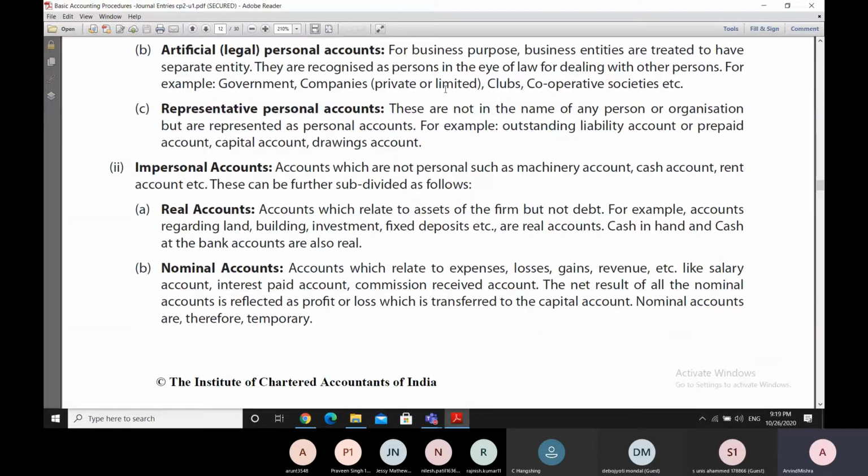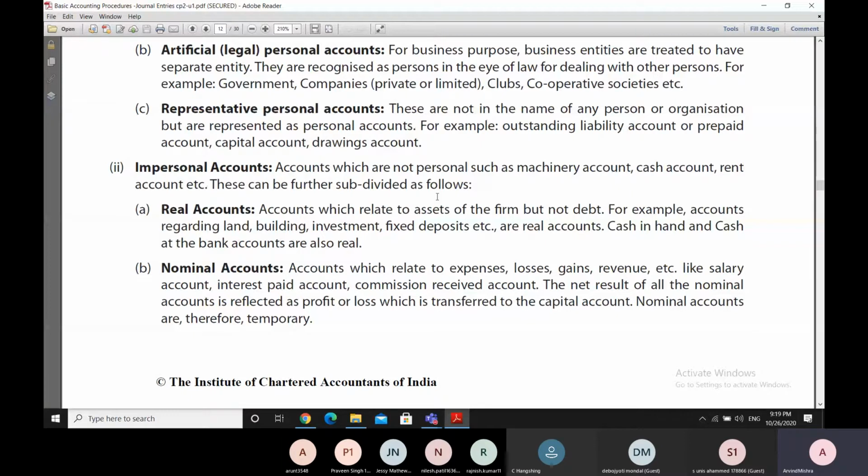So real accounts are those accounts which relate to assets of the firm, which are the concrete assets of the firm, not the trade receivables or something like that. For example, accounts about land, about building, about investment, about fixed deposits, they are impersonal in nature and real impersonal accounts. So similarly, cash in hand or cash at bank are also real accounts because they deal with real assets.